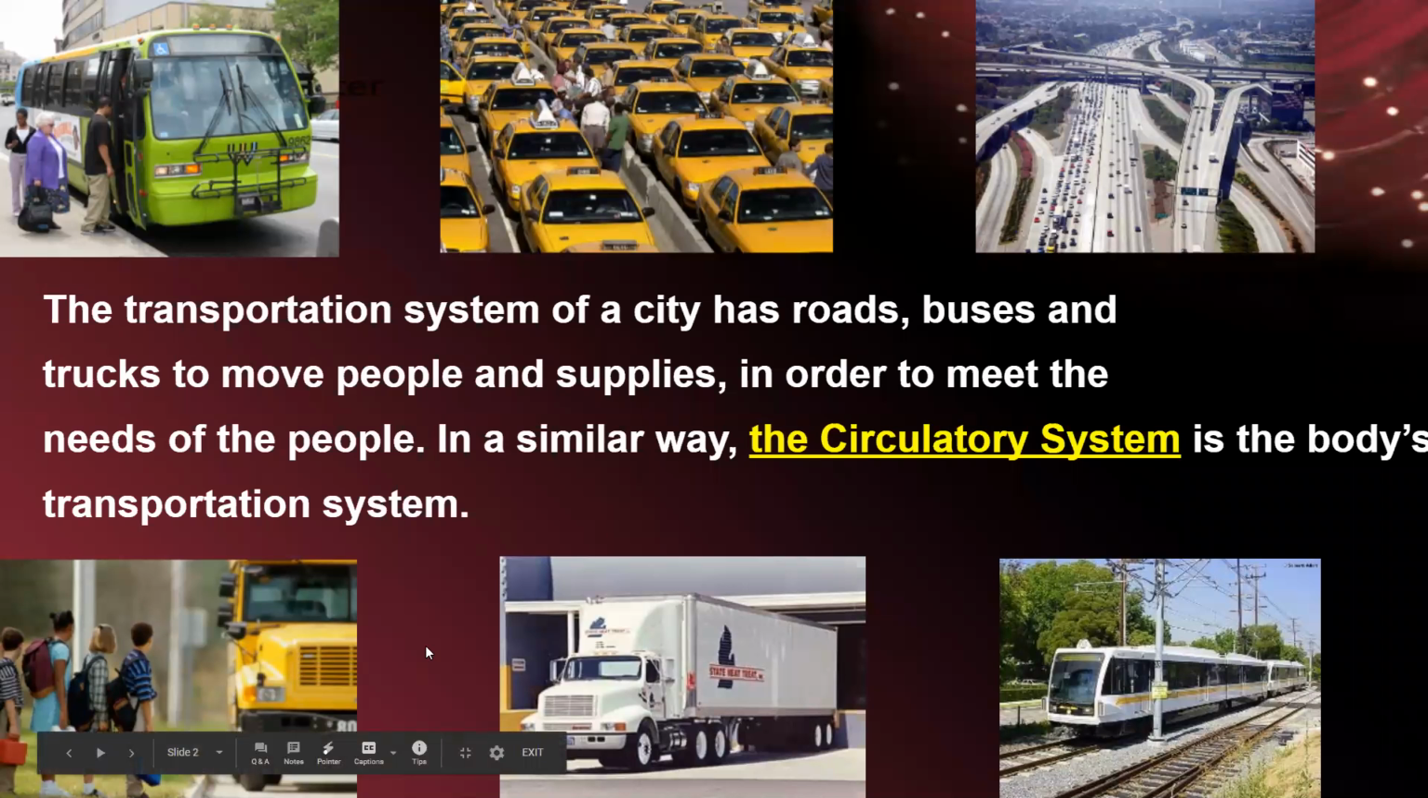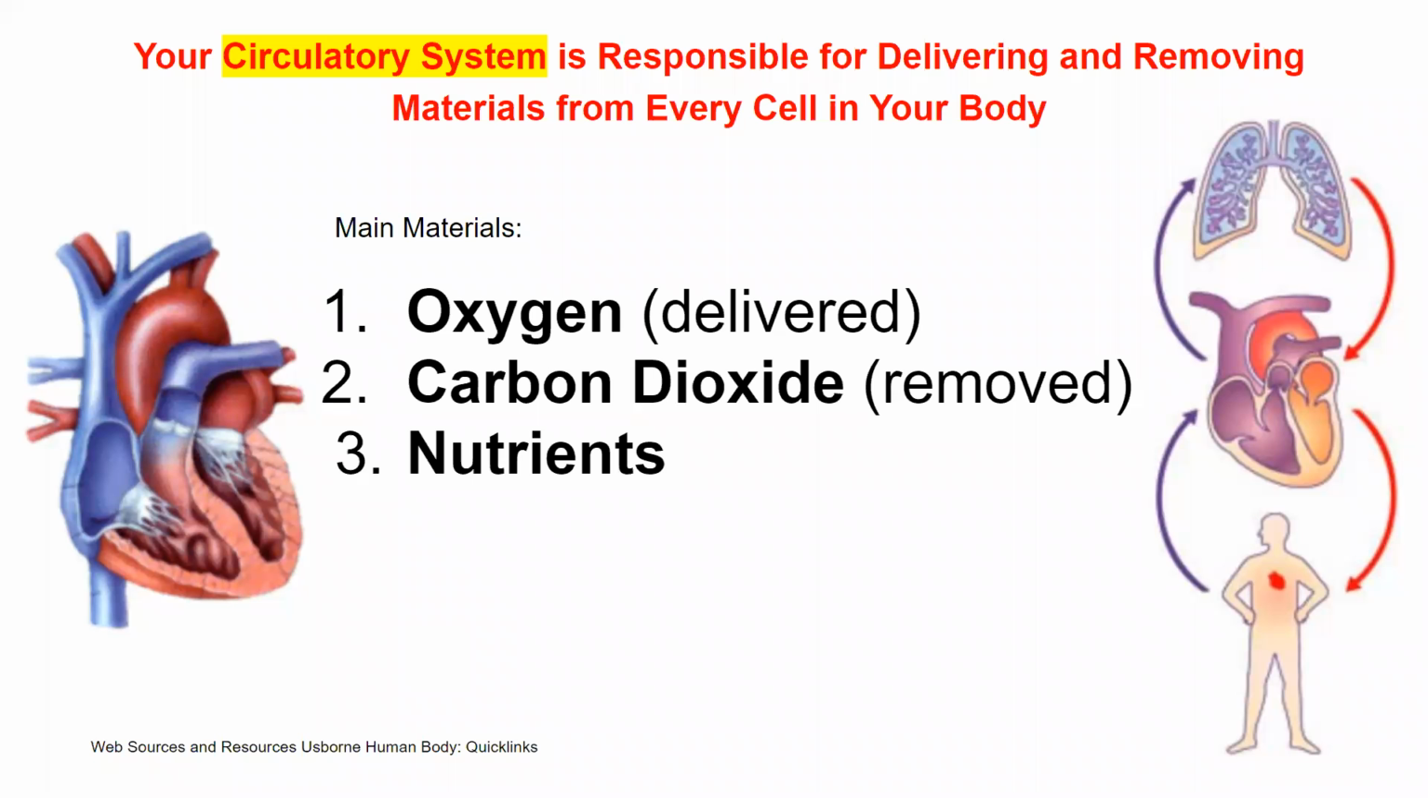All right, so the circulatory system is the body's transport system. You can think about this as roads and vehicles on a road that move people and supplies in order to meet the needs. So your circulatory system is that transport system throughout your body that moves things around your body that it needs. So it's responsible for delivering and removing materials from every cell of your body. It's going to deliver oxygen, it's going to take away the carbon dioxide, and it's going to bring nutrients as well.